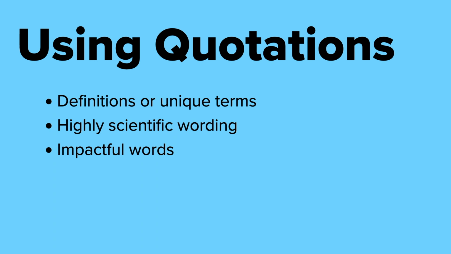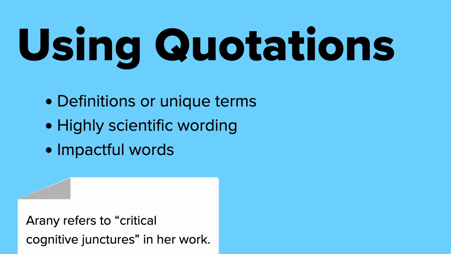Occasionally, it will be better to use a quotation instead of paraphrasing. So for instance, let's say you need to include in your paper a definition or refer to a unique term. So here's an example. It says, Arani refers to critical cognitive junctures in her work. So critical cognitive junctures is a term that the scientist created. In this case, you want to quote that, not try to paraphrase it.